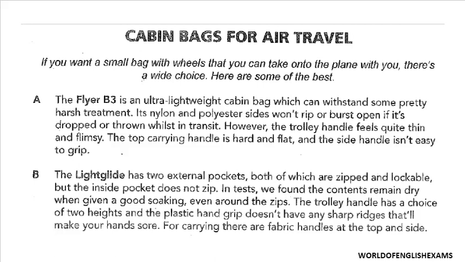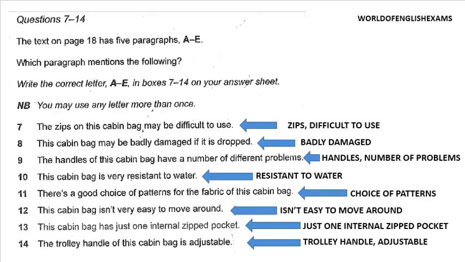So let's read paragraph B. The light glide has two external pockets. Now let's see which of the statements are talking about pockets. Question number 7, no pockets. Question number 8, no. Question number 9 we have already solved. Question number 10, resistant to water, no pockets. 11th one, no pockets. 12th one, no. 13th, yes. So it is talking about this cabin bag has just one internal zipped pocket.